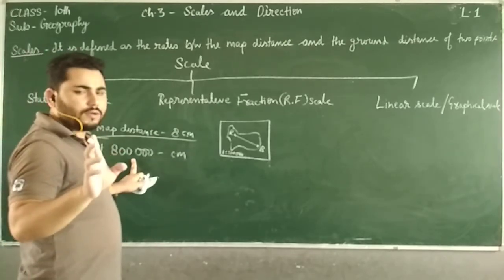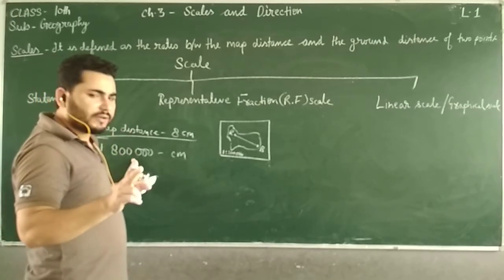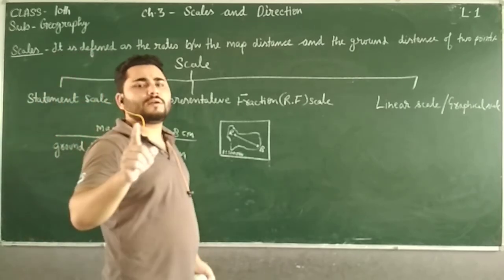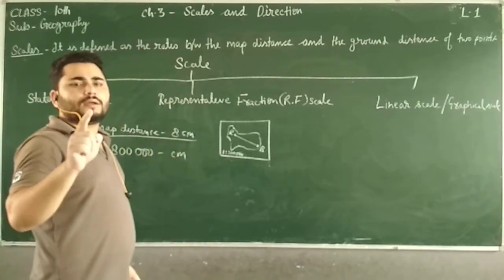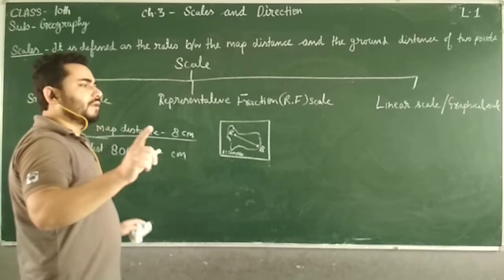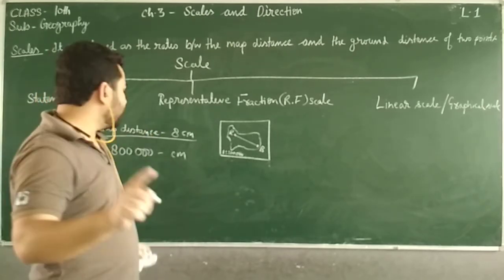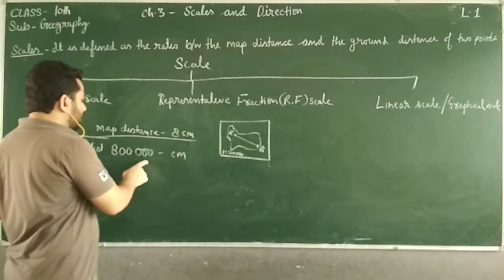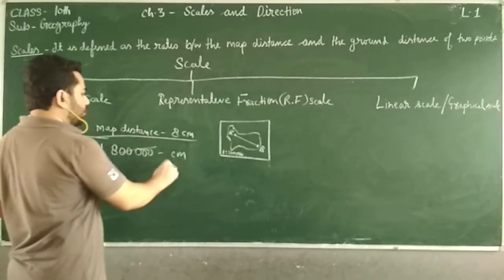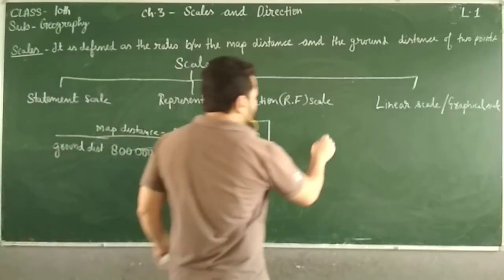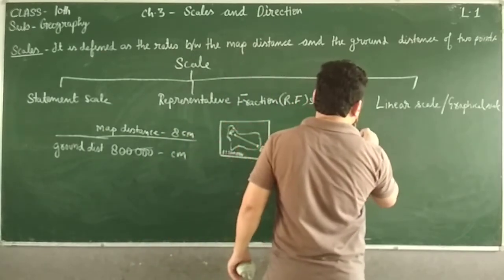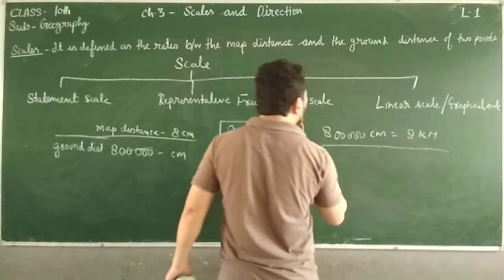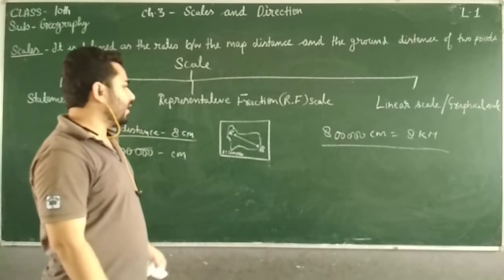So in 1 kilometer there are 1000 meters, in 1 meter there are 100 centimeters. It means in 1 kilometer there are 1 lakh centimeters. So we will divide it by 1 lakh, so how much will it come? 8 kilometer. So this 8 lakh centimeter will be equal to 8 kilometer. This will be the actual distance between Balia and Rampur.